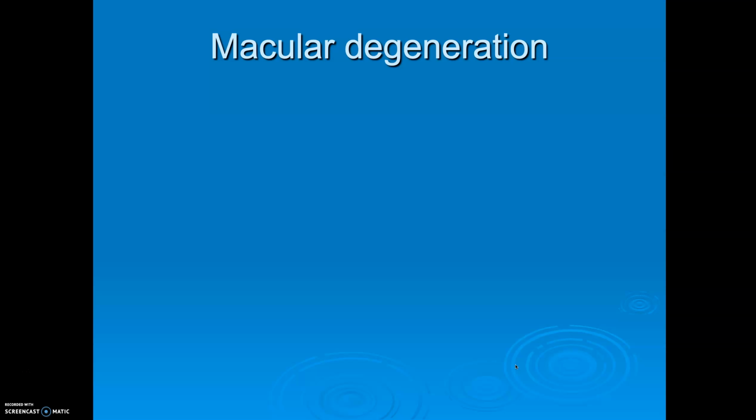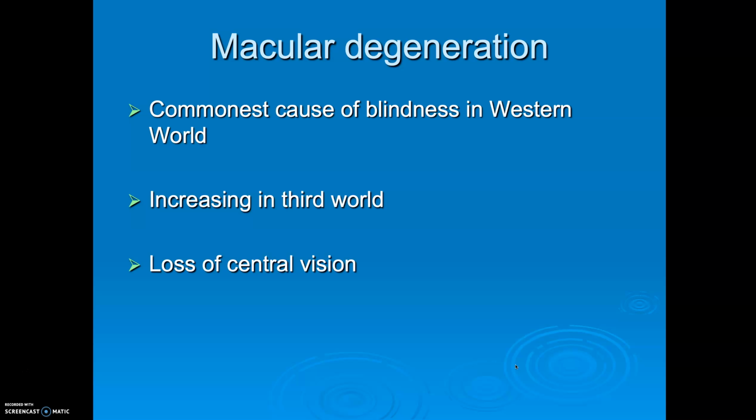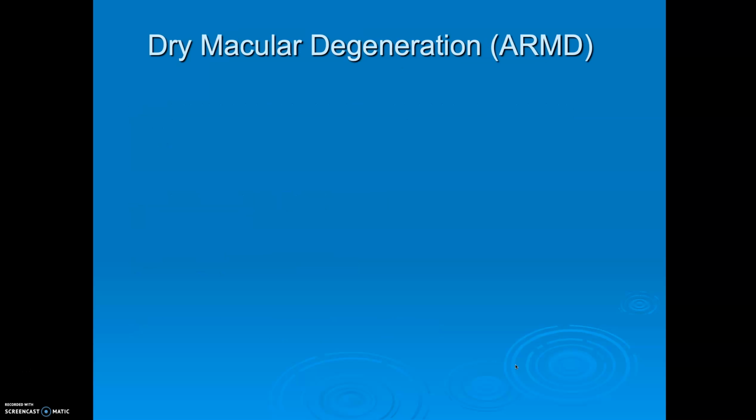But very briefly, macular degeneration is a very common cause of vision impairment in the Western world, particularly in the over 60s, and is increasing in the Third World. It causes loss of central vision, but retention of peripheral vision. It can be divided into dry and wet macular degeneration.